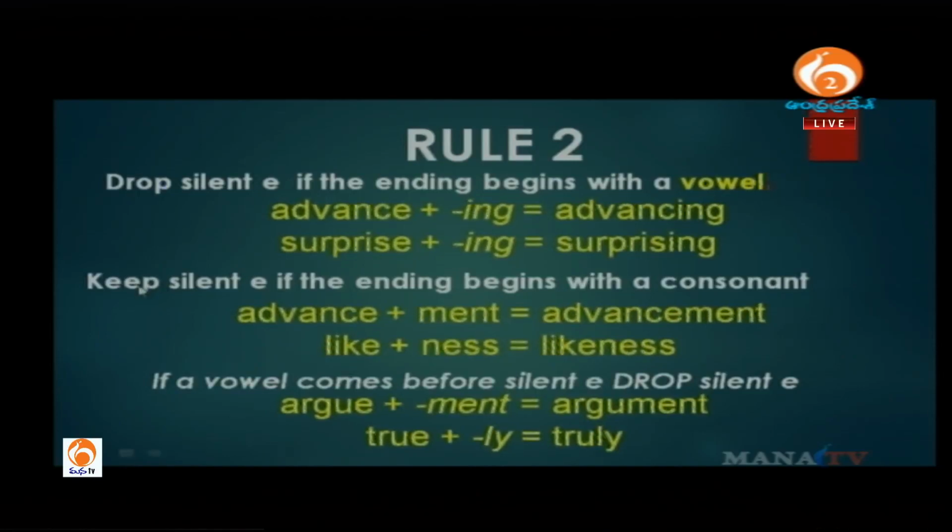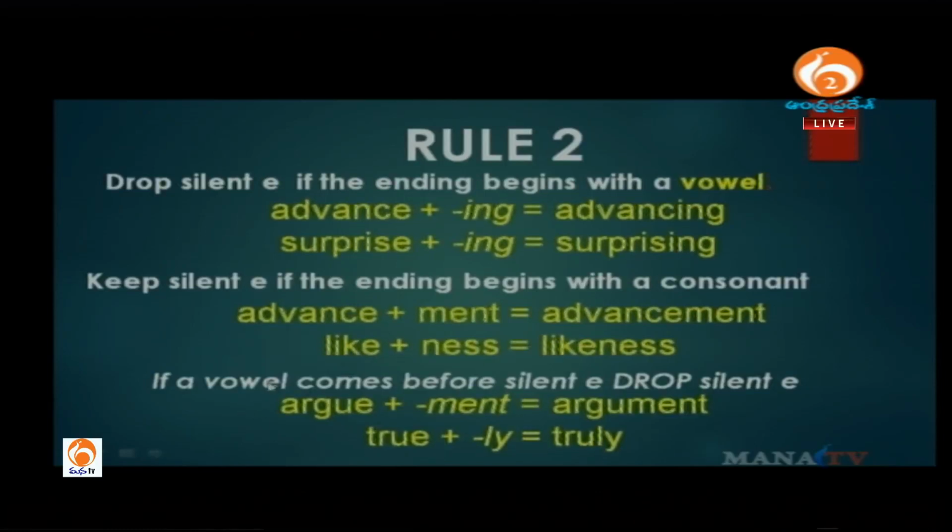Part of rule 2 is keep silent E if the ending begins with a consonant sound. So if it's a vowel sound, I will drop the E. If it's a consonant, then I will keep the E. So keep or retain E if the ending begins with a consonant. For example, advancement. So E-M-E-N-T, advancement, I keep the E here. For example, like and ness, I do not drop the E, I just say likeness.